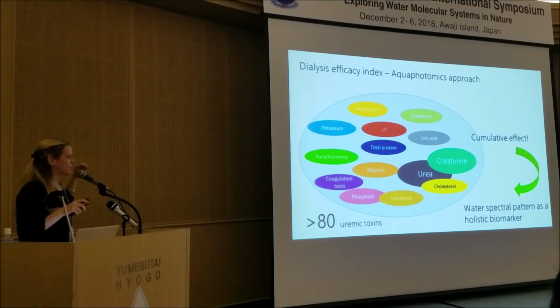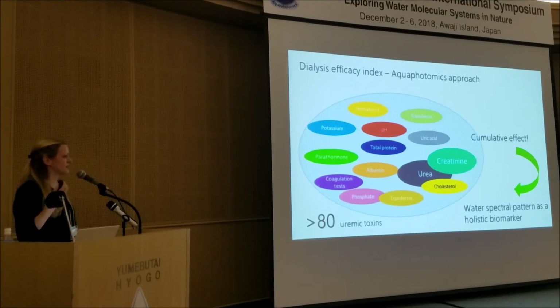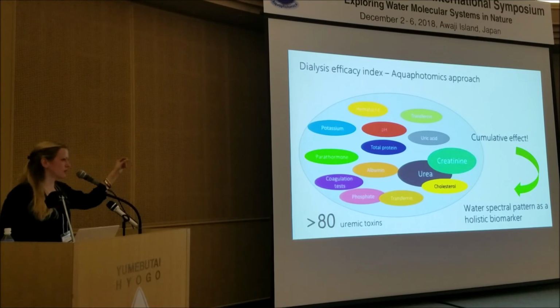Because, as I mentioned, with the current approach to measurements, we are focused on measuring various biomolecules, concretely with dialysis, usually monitoring urea and creatinine. But there are like 80 various types of uremic toxins that actually contribute to this uremic syndrome in patients. So it is absolutely not enough to monitor just 2 or even 10 of these. So our approach is actually to monitor the cumulative effect of all these changes in all these uremic toxins and other components in the blood by using their effect on the water structure.